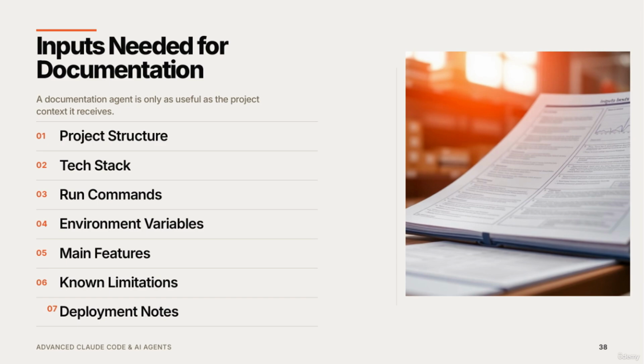Run commands are also essential, as these explain how to execute or build a project. Environment variables must be detailed to ensure proper configuration. Then, we have the main features, highlighting the core functionalities of the project. It's equally important to document any known limitations to set the right expectations. Finally, deployment notes help guide the process of launching or updating the application. By thoroughly covering these areas, the documentation agent can generate helpful and context-rich references for users and developers alike.